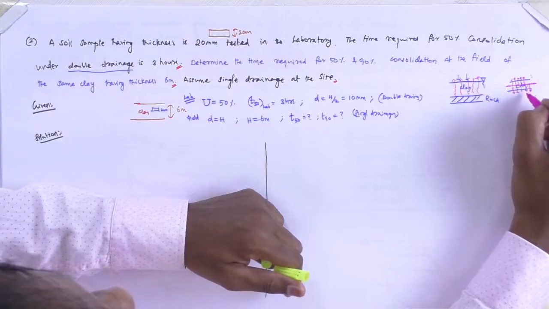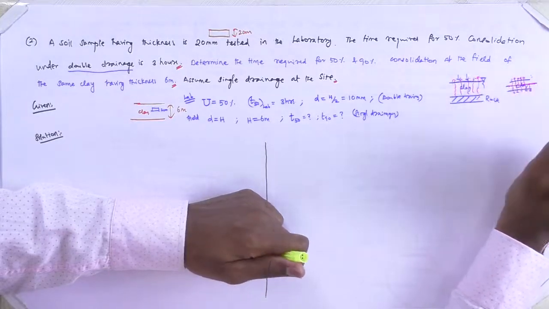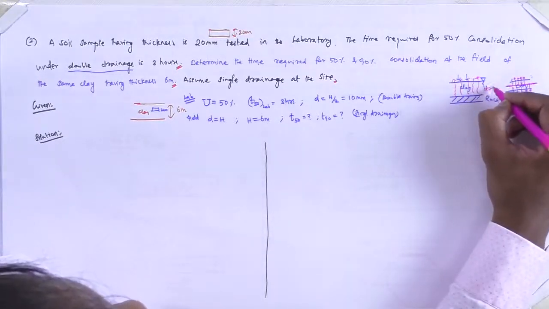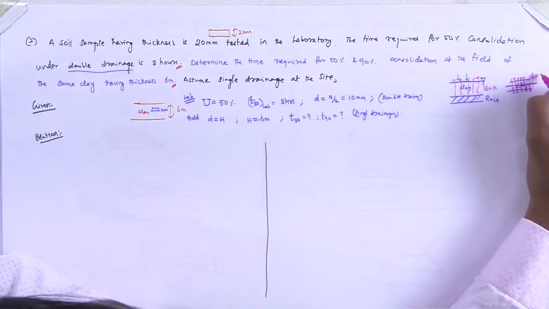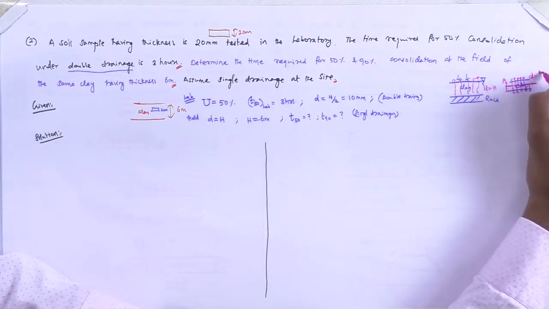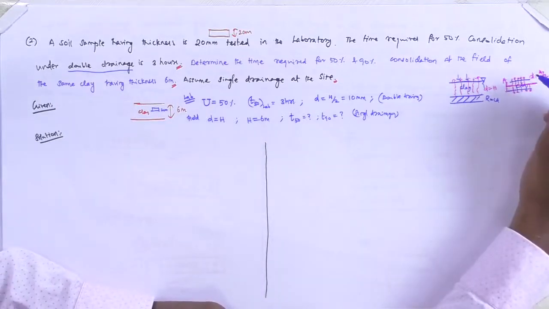So this is a single drainage, where the only possible flow is towards the top. Here the effective drainage path D is given by H, whereas in double drainage the effective drainage path D is given by H by 2. The total thickness is taken as H, so we get H by 2. It is the distance that needs to be crossed by the water particles.